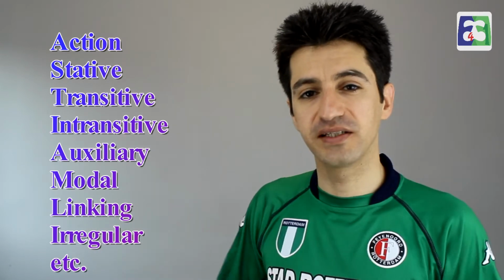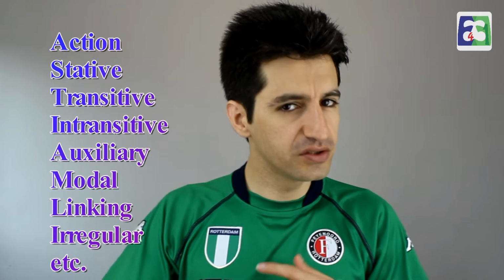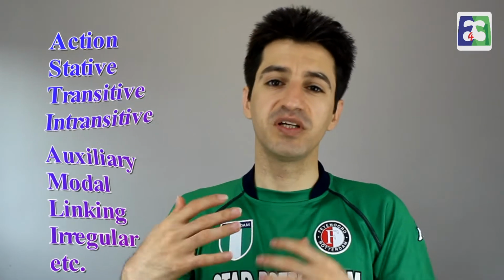I'm going to explain these one by one, the different groups, and I'll give you some examples, then you know what they are. The first group we have, when we divide verbs, is action verbs and state verbs, or stative verbs. Action verbs are the ones that we need to do something for. They require action, movement. We have to do something.